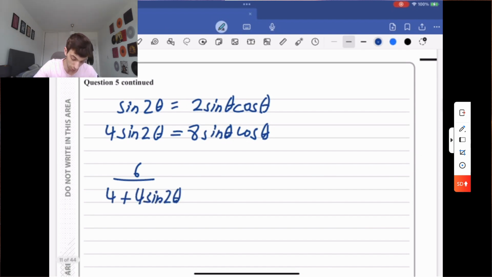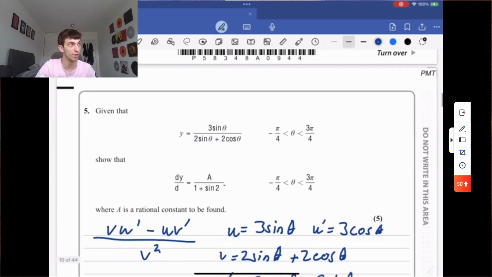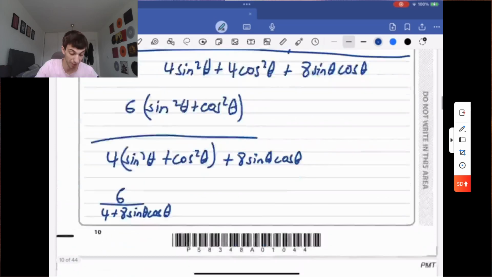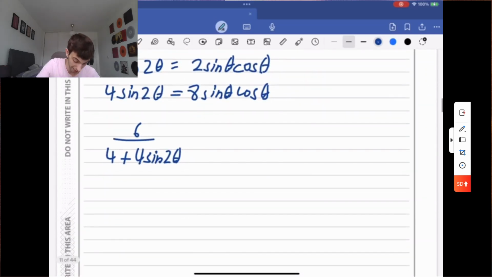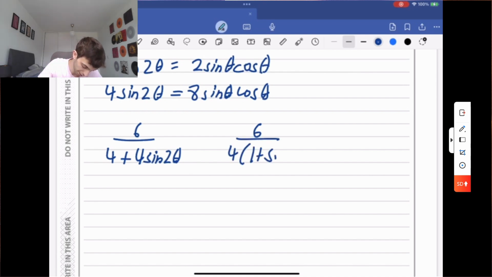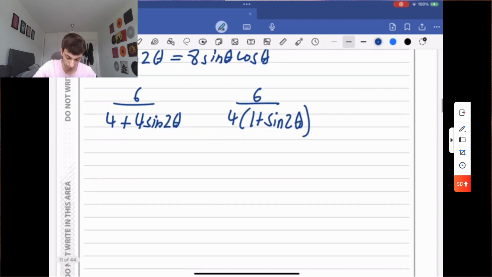Now quickly reminding ourselves of what we're trying to get to. Always be looking at what you'll get to with these show that questions. So we have a over 1 plus sine 2 theta. So we need 1 plus sine 2 theta. We're going to factor out the 4 from the denominator. So that leaves us with 6 over 4 times 1 plus sine 2 theta. So we're very close to what we need right now. What we can do is bring that 4 up to the numerator. So we can have 6 over 4 on the numerator all over 1 plus sine 2 theta. Okay, in the form they want it.